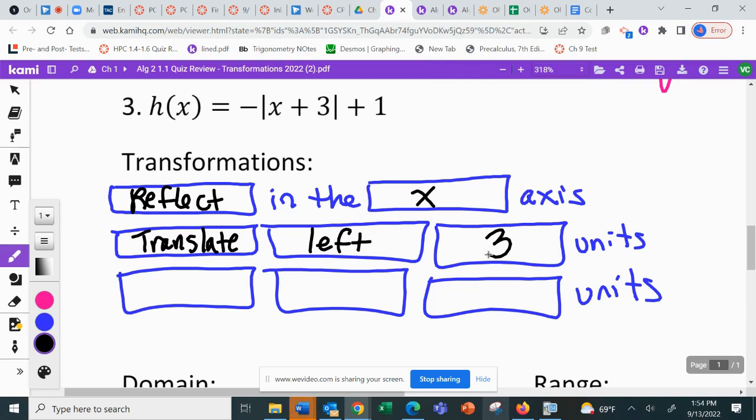All right, Joey, can you help me with the last one? What number are we looking at in the equation now? The 1, okay. Is it on the inside or outside? Okay, so is that horizontal or vertical? Is that common sense or not common sense? Common sense, okay? So we know we're doing something vertical and it's common sense. So where do you think we're going? Up. That's this one. Up. 1 unit. What's the word?